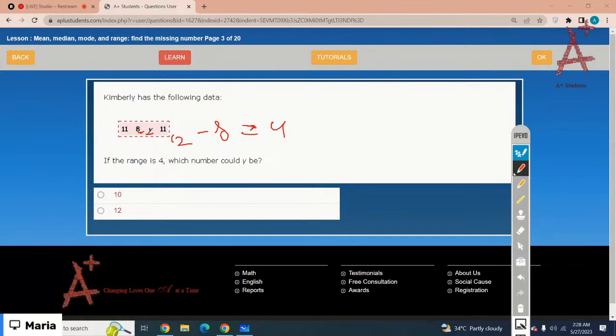Range is the difference between the least and the greatest number. So it would be 12 take away 8 equals 4. The correct option is 12. Y is 12.